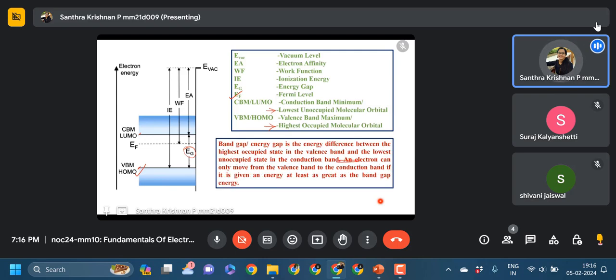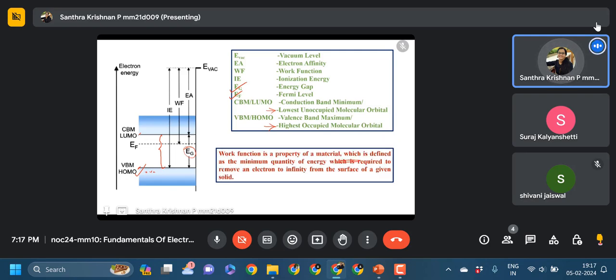So the next is this band gap. That is the energy difference between the valence band maximum and the conduction band minimum. This is your EG, or your energy gap. Whenever you want to excite certain electrons here to the conduction band, an energy equivalent to EG has to be supplied to these electrons in order to excite them from the valence band to the conduction band.